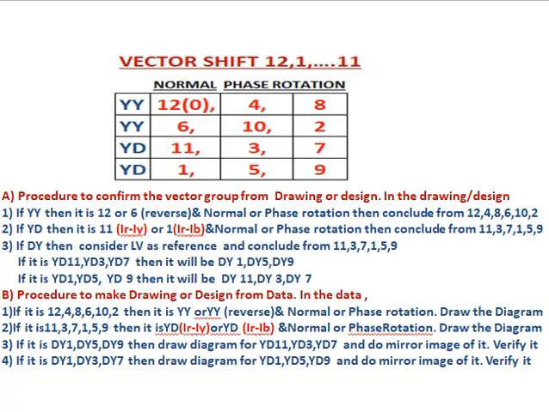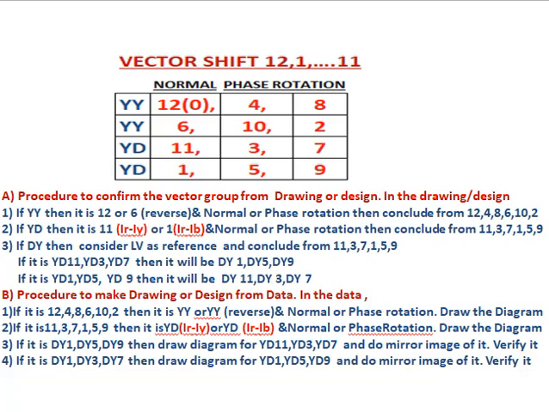A. Procedure to confirm the vector group from drawing or design. In the drawing or design, number one, if YY, then it is 12 o'clock or 6 o'clock. 6 is reversal of 12 o'clock. And normal or phase rotation, then conclude from 12 o'clock, 4 o'clock, 8 o'clock, 6 o'clock, 10 o'clock, or 2 o'clock. If YD, then it is 11 o'clock, that is IR minus IY, or 1 o'clock, IR minus IB, and normal or phase rotation. Then conclude from 11 o'clock, 3 o'clock, 7 o'clock, 1 o'clock, 5 o'clock, 9 o'clock.